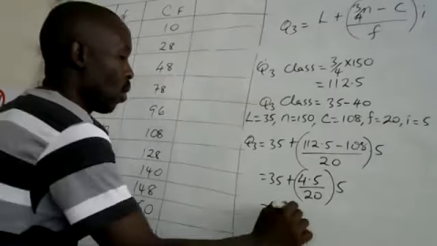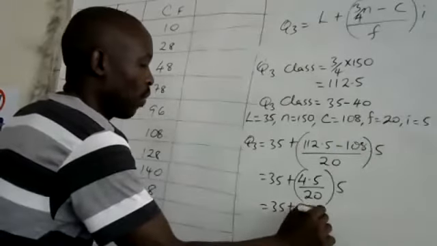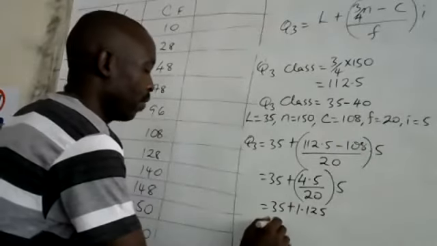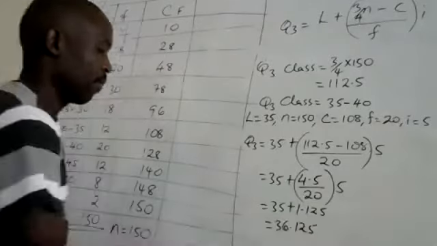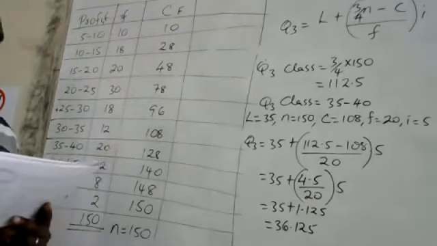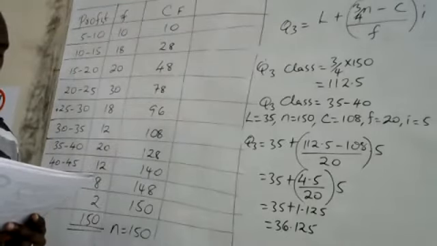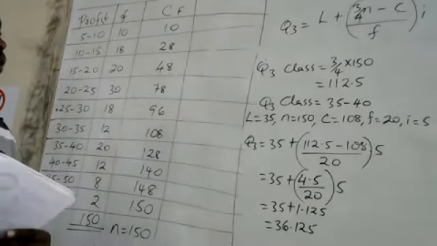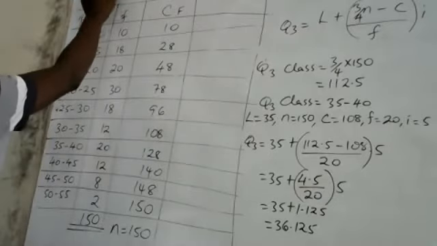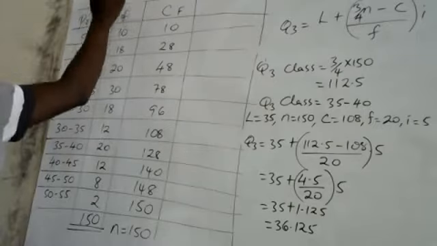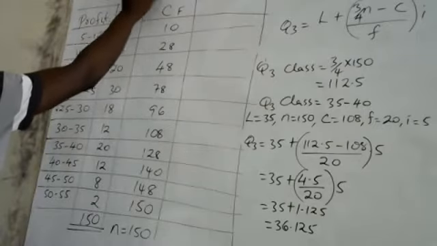1.125. So the answer here is 36.125. That is the upper quartile. Q3, let me note here, is 36.125.